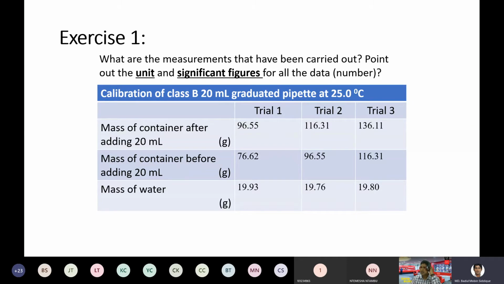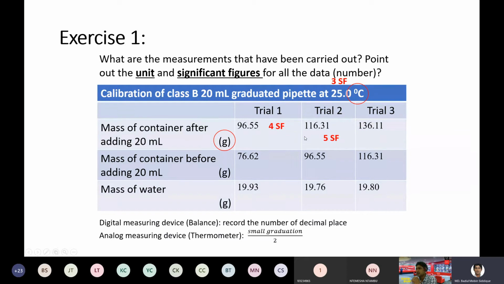For this, we have 3 trials, because at least 3 readings or 3 runs are needed, and in this case we have done the 3 trials. Before that, how many different units do we have here? Can you spot them? We have gram, we have degrees centigrade, and we have milliliter. So we have different units.